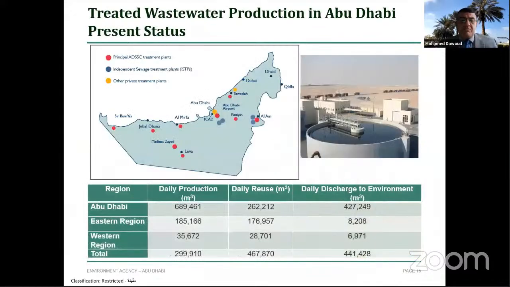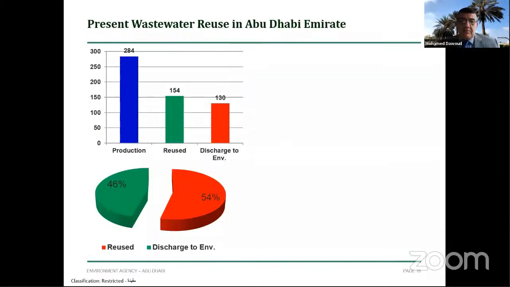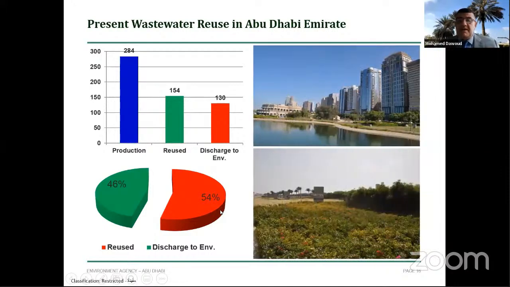In Abu Dhabi Emirate, we have more than 32 treatment plants. Out of them, only 2 are big, and the remaining are small-scale treatment plants. But we are producing about 400 million cubic meters of treated wastewater. Out of this, only 45% is reused, and the remaining 55% is discharged back, mainly to the South Al Musaffah area in the Arabian Gulf.